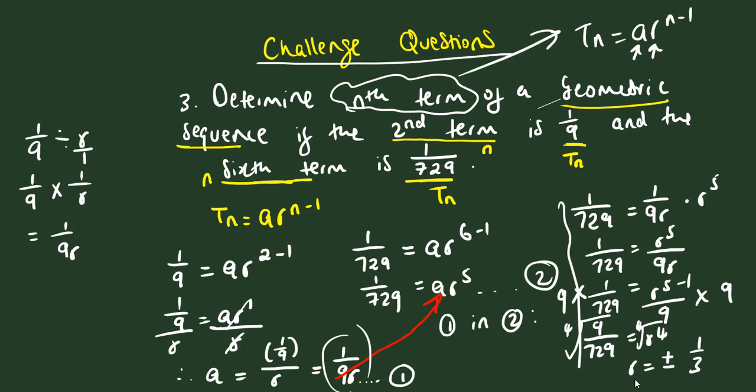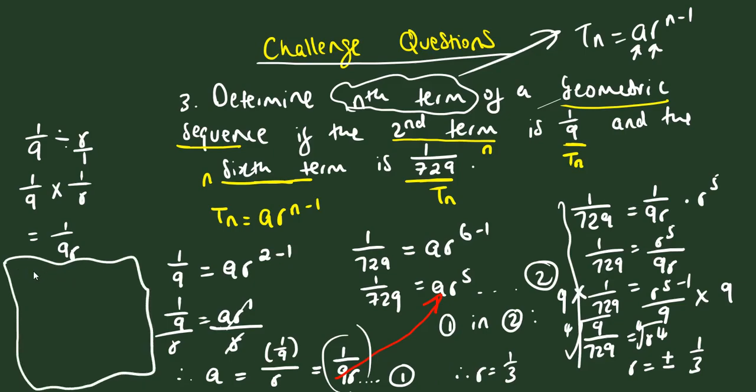Okay, but remember, R cannot be negative, so you conclude by saying your R is equal to 1/3. Now that you have R, let me just finish it here. Now that you have R, it means your Tn would be equal to... well, to get A, you can now substitute R here to get A.